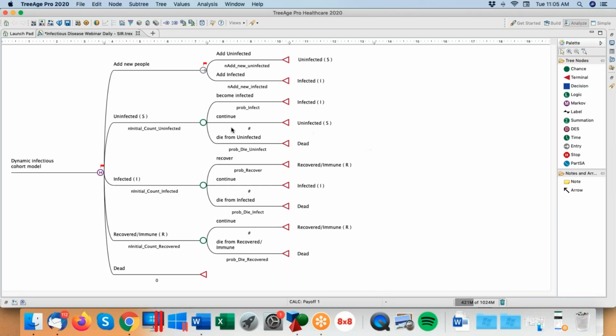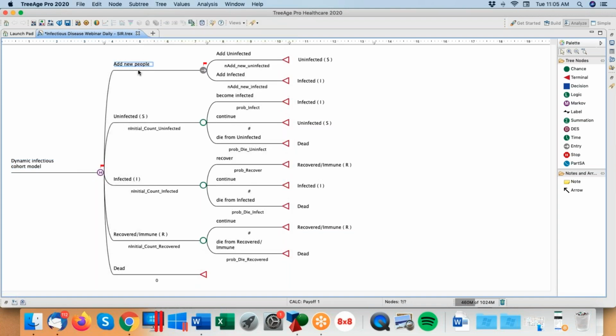We're going to use this model right here, this infectious disease webinar daily SIR model, to illustrate these points about the infectious disease tools in TreeAge Pro. It's a pretty standard Markov model. I know some of you may not have a lot of experience with TreeAge Pro, but Markov models in TreeAge Pro start with a Markov node, which just starts the Markov process, and then this first generation of nodes off the Markov node are your health states.